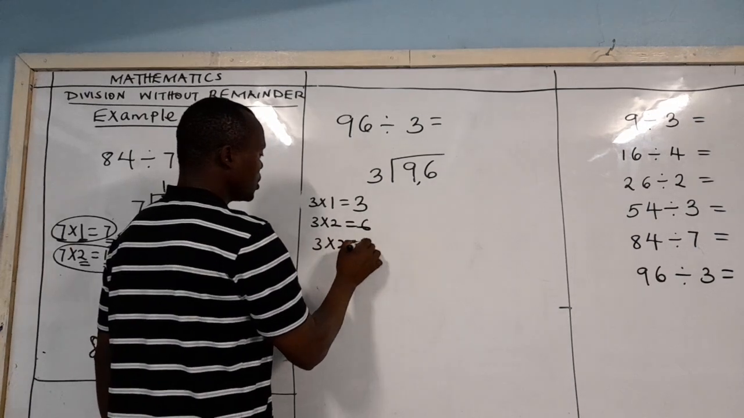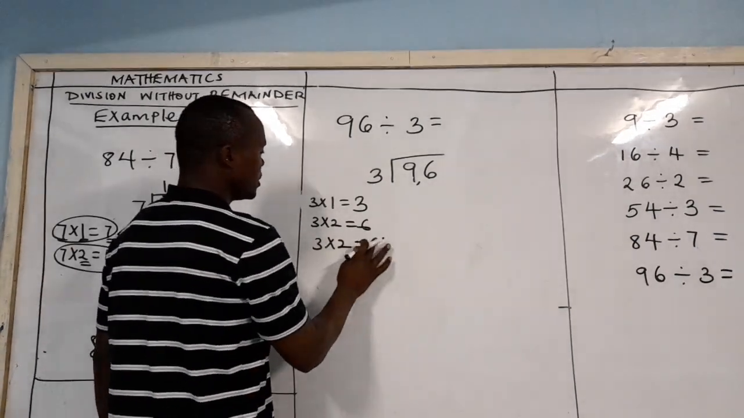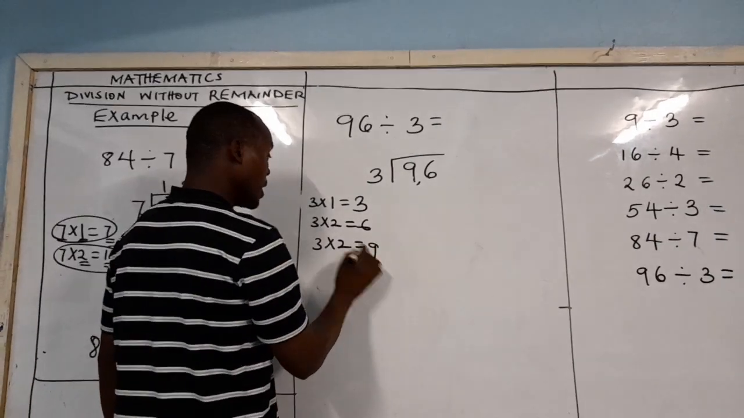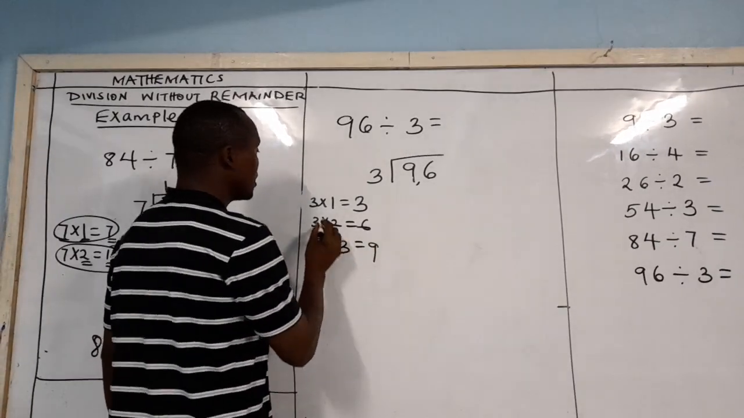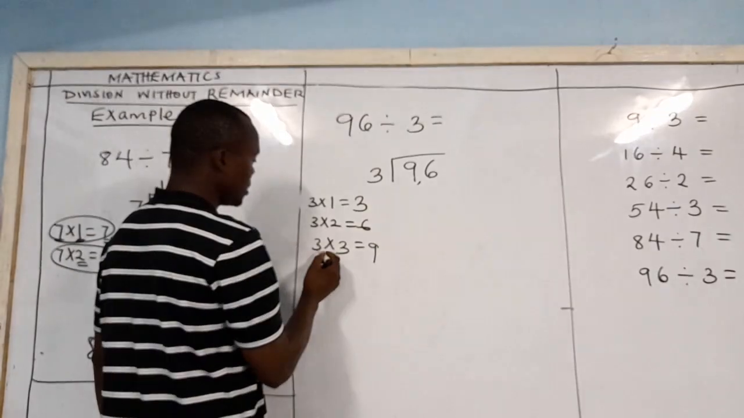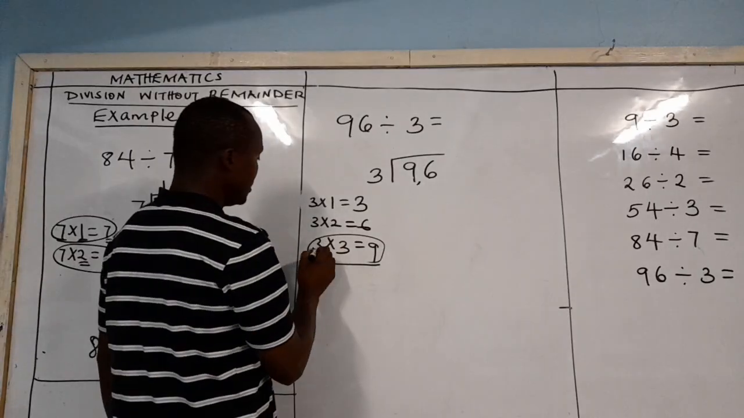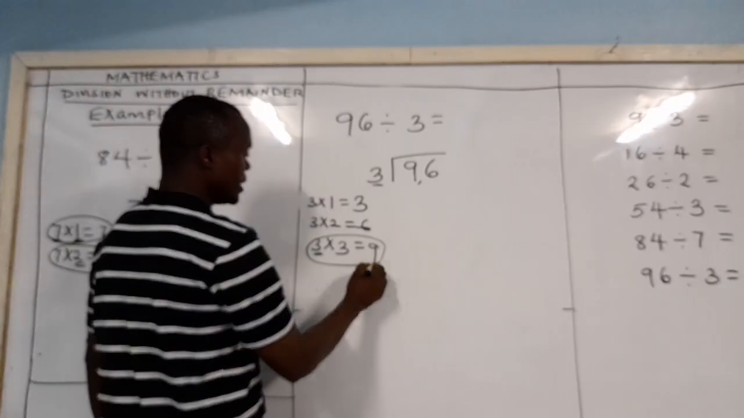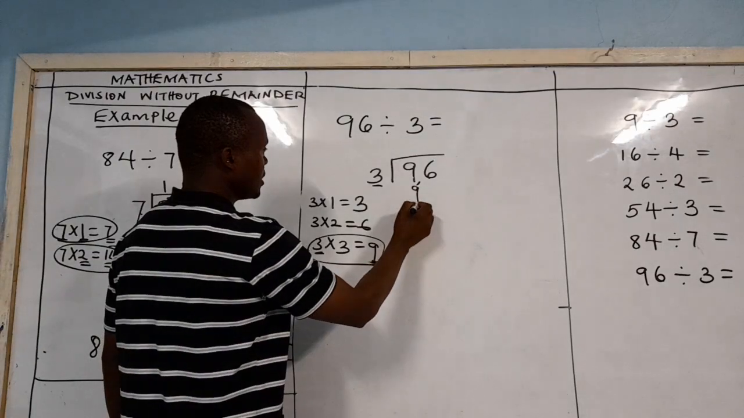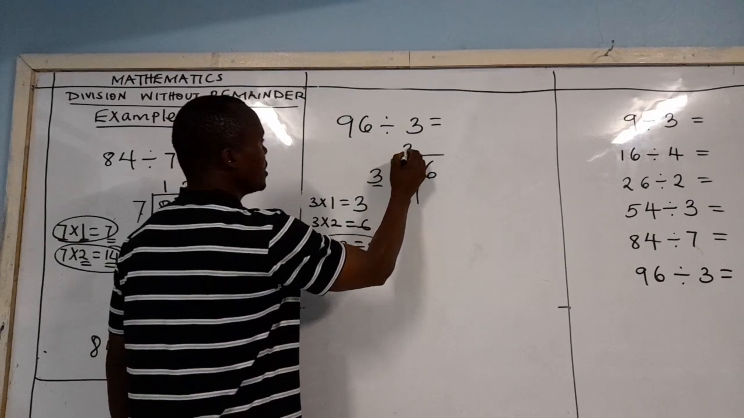3 times 3 is equal to 9, because I'm multiplying. 3 times 1, 3. 3 times 2, 6. 3 times 3 is 9. Then I have my 9 here. This 3 is this one. The 9 is this one. So write 9 here. And then the 3, we write at the top.